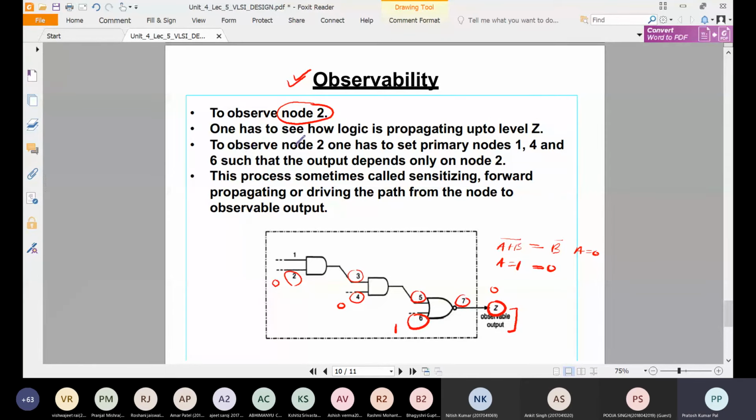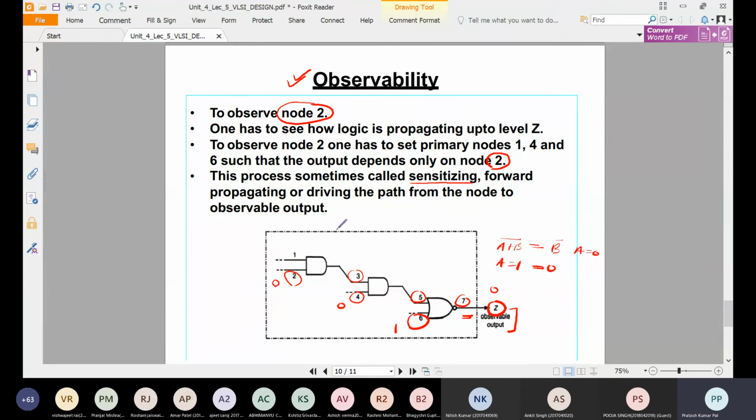So here, to observe node 2, one has to set primary nodes 1, 4 and 6 such that the output depends only on node 2. That means if we want to observe node 2 at the output, 2 should be directly affecting the output. If nodes 1, 4 and 6 are going to affect this output, then it will be very difficult to detect the effect of node 2.